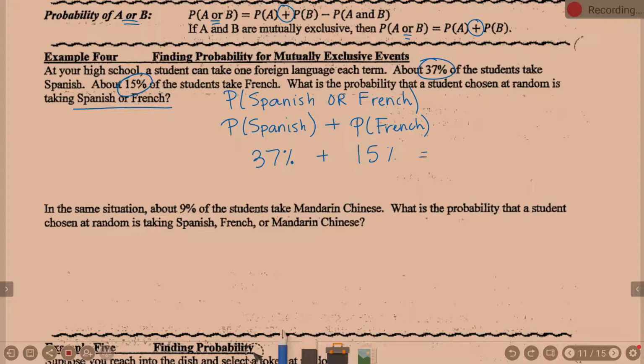Don't make this difficult, folks. It's not. They are mutually exclusive events. We are adding them. What is 37% plus 15%? 52%. Because they gave us percents, we're going to leave them as percents. I think you have a couple similar in the homework where they give you percents. Use percents.